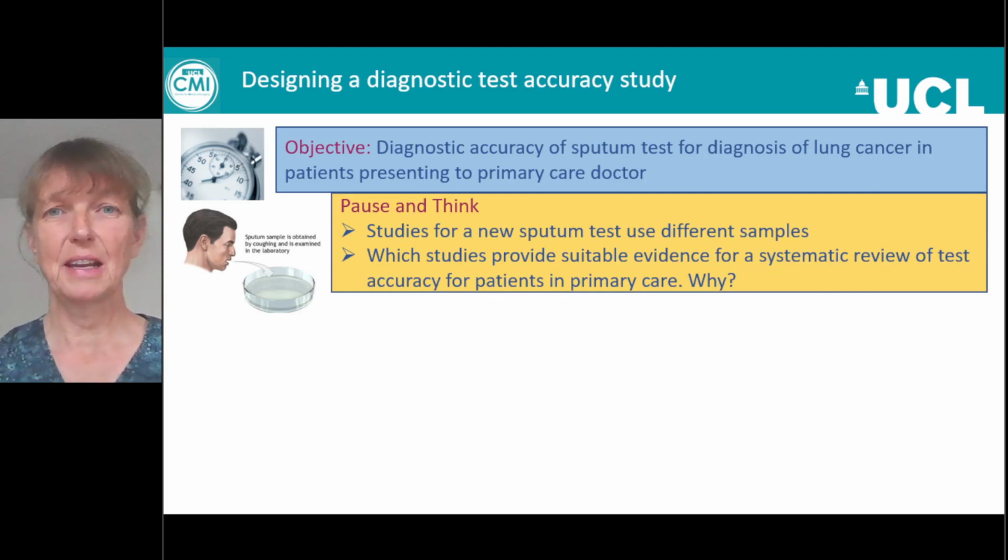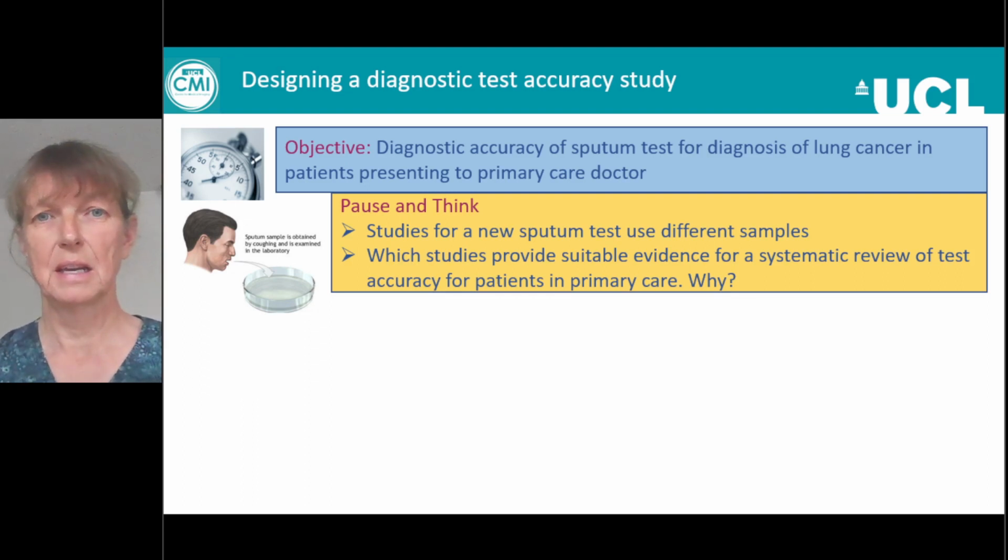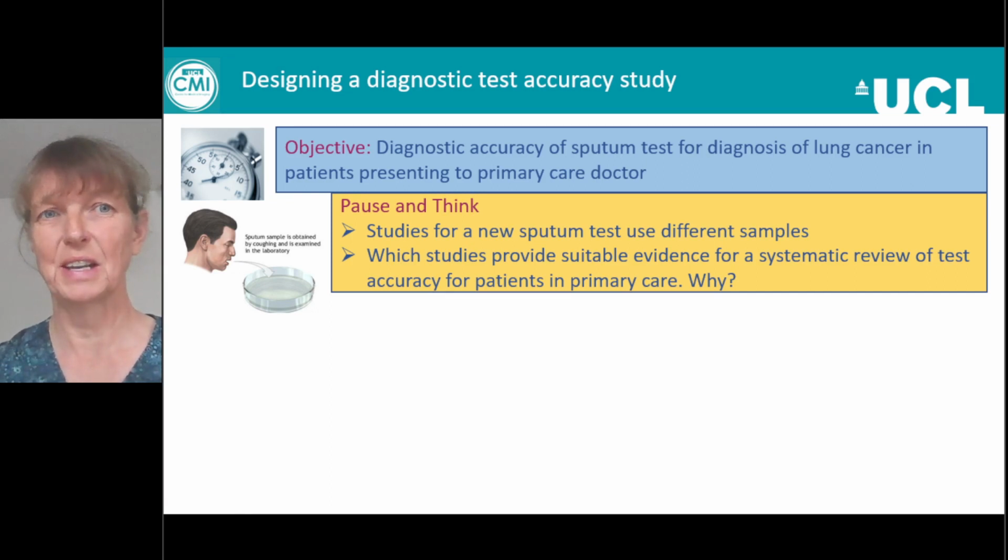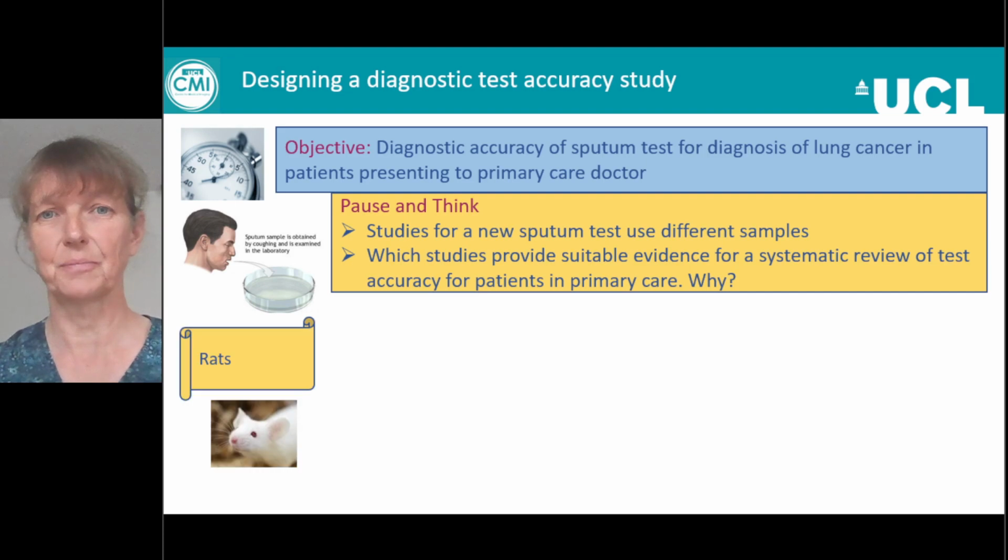So let's have a little pause and think exercise. If we've got an objective of a diagnostic accuracy of a sputum test for diagnosis of lung cancer in patients presenting to their primary care doctor, I'd like you to think about studies using different samples. If we had studies that we found in the literature, which ones should we include in our systematic review of test accuracy for patients in primary care, and why should we include studies with these particular characteristics?